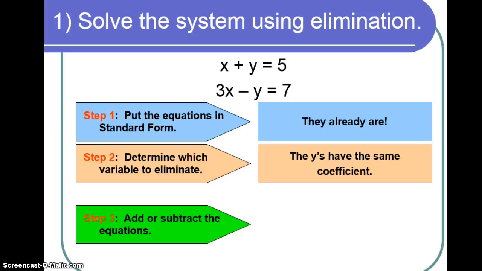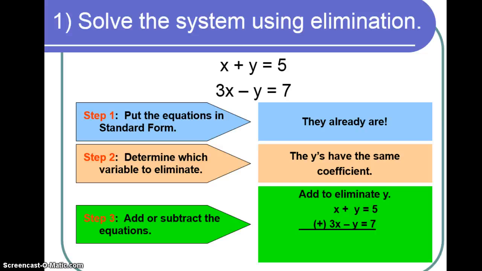And we have to decide if we're going to add or subtract the equations. To do this, we want to determine what will actually eliminate the variables. To eliminate y, we are going to add them. So we're just setting this up like a basic addition. So we'll have x plus y equals 5 plus 3x minus y equals 7. After eliminating our y, we will be left with 4x equals 12.